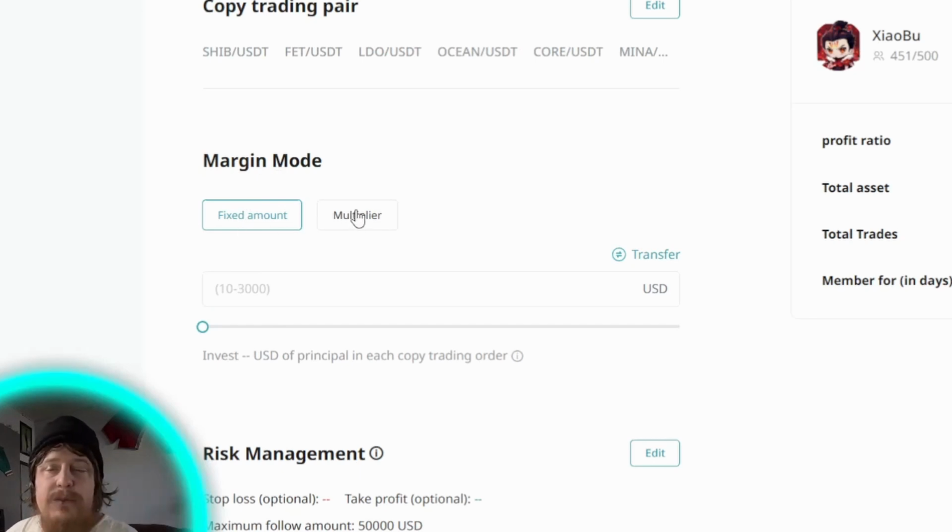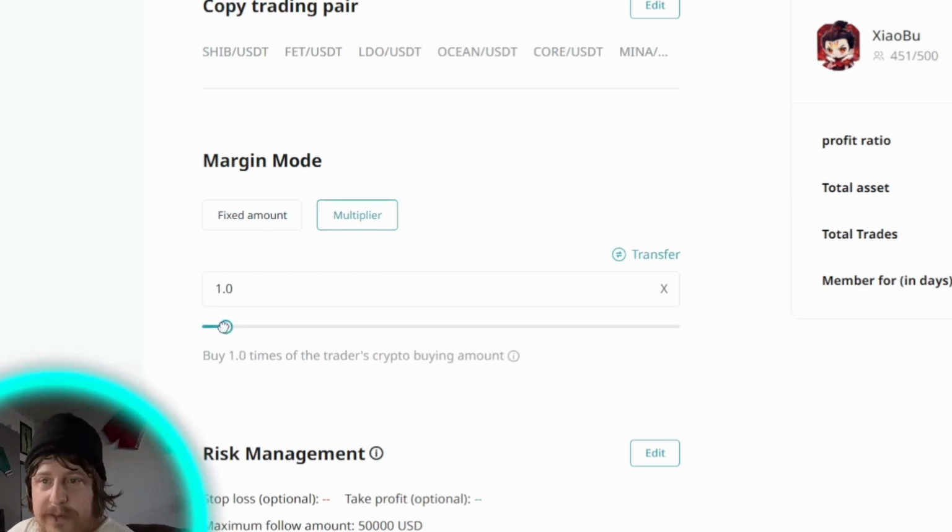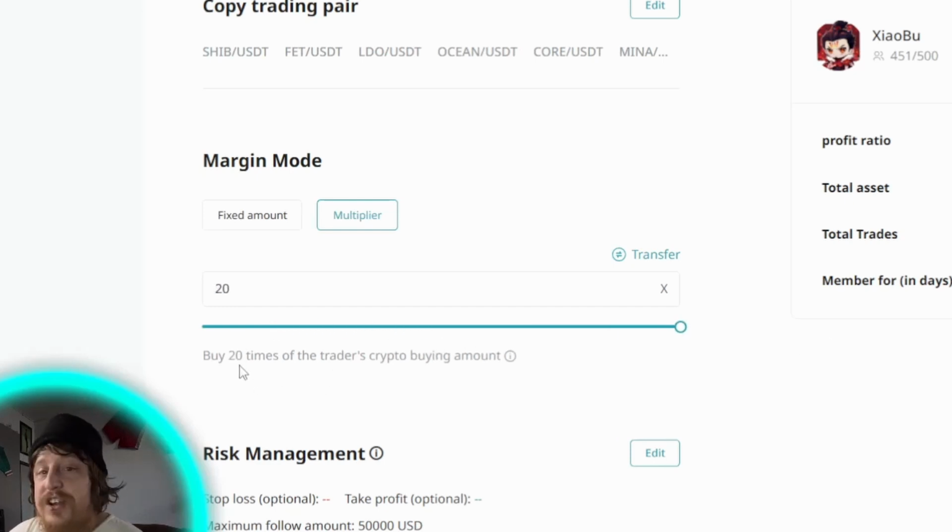Let me quickly explain the multiplier just so you know what it is and why I don't really go for that. Multiplier is where you say you want to buy X times the trader's crypto buying amount, meaning that if I put this to 2, and that trader puts in $100 on a trade, this is automatically going to put $200 for me because that's 2 times multiplier of what he put on the trade, right? So if I put this all the way up to 20, and that trader puts in $1 on a trade, it's going to put $20 for me because I have a multiplier of 20 times.